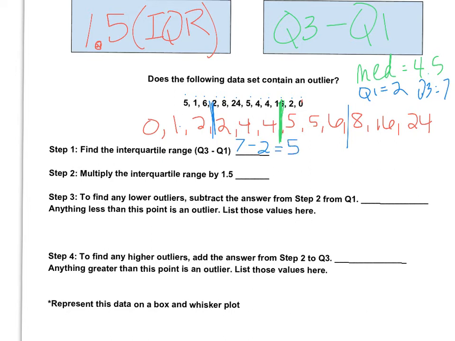Now, I go back up here and I take 1.5 times 5, and that is going to give me my boundary of where my numbers are allowed to exist, and anything outside of that boundary is now going to be considered an outlier. Okay, so 1.5 times 5 is 7.5.